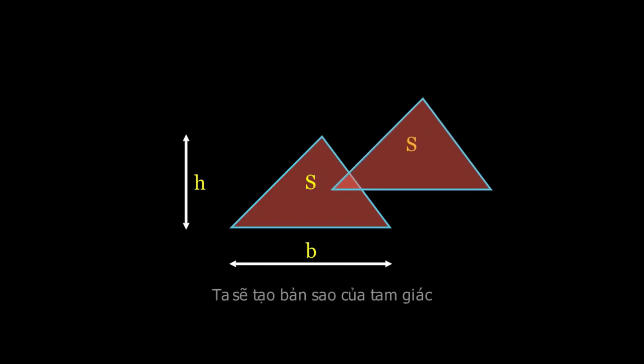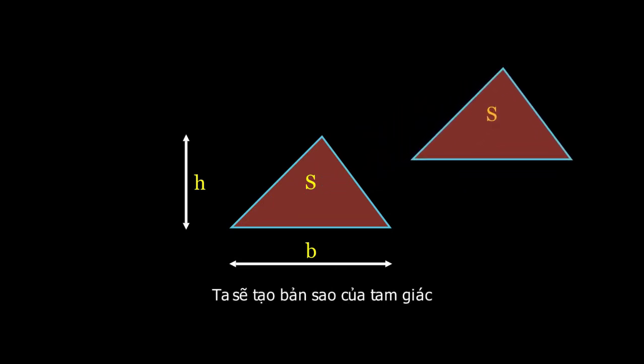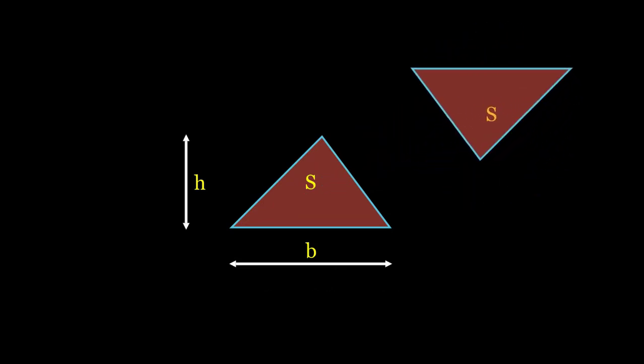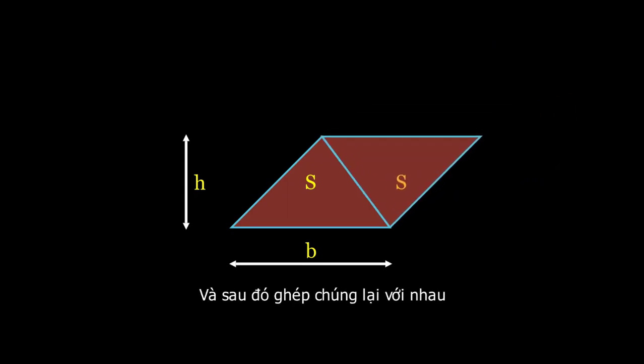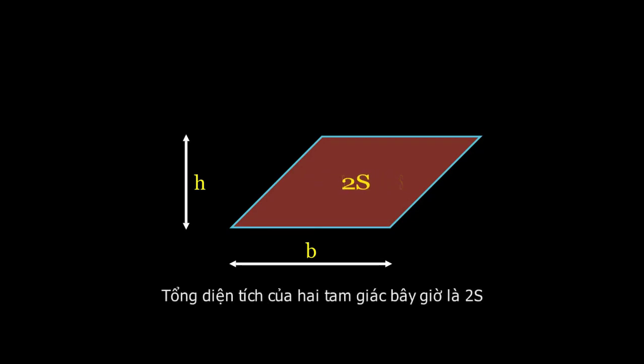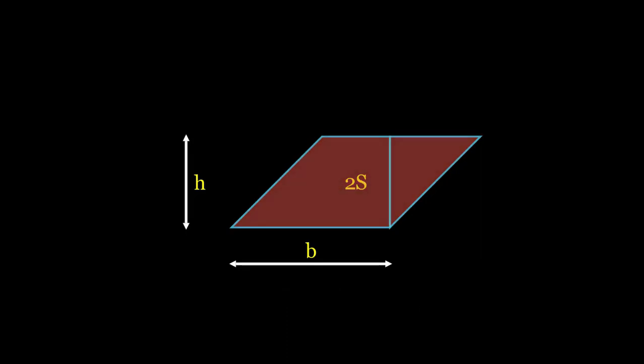Let's create a congruent triangle, and then put them together. The total area of two triangles is 2s. Now, we move this triangle and keep it here.